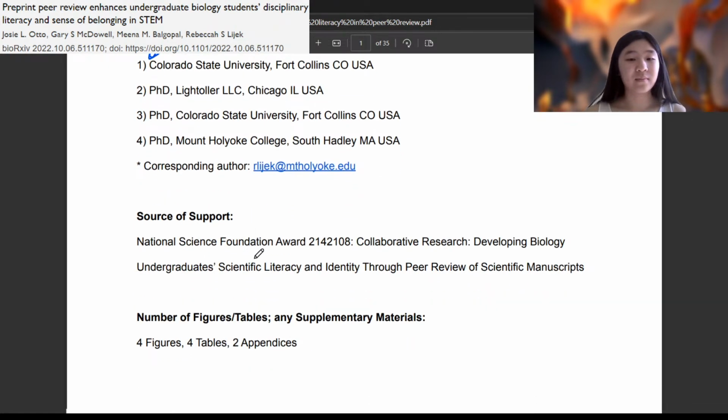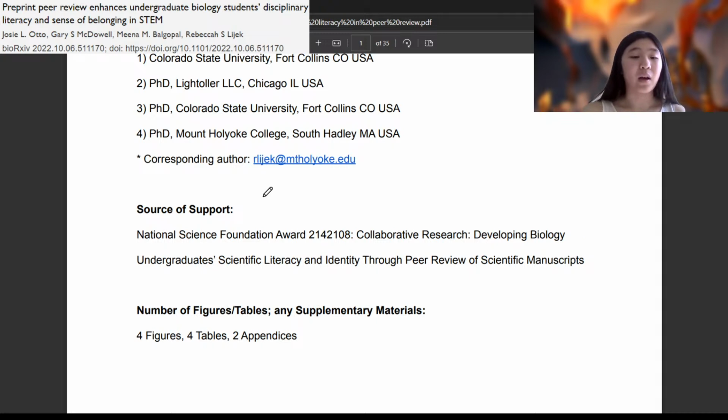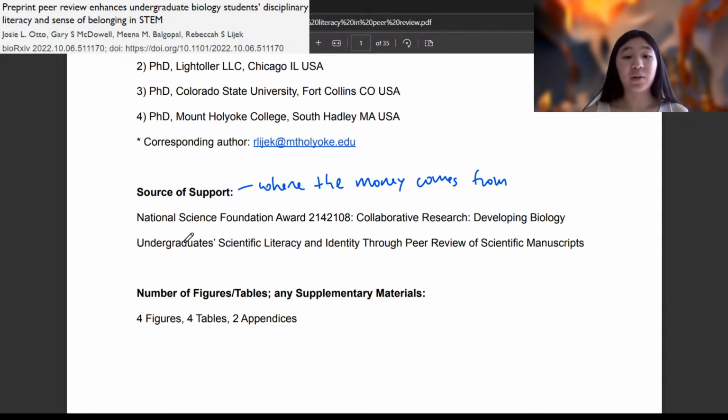So source of support is where the study likely got their funding, because research is expensive, and so many different foundations and organizations will provide grants and funds to help researchers conduct their research. So that's what source of support means. And so in this case, we have the National Science Foundation, and looks like they were given an award. So the National Science Foundation Award of a numbers, collaborative research, and developing biology.